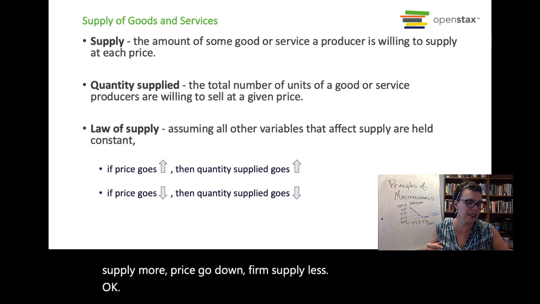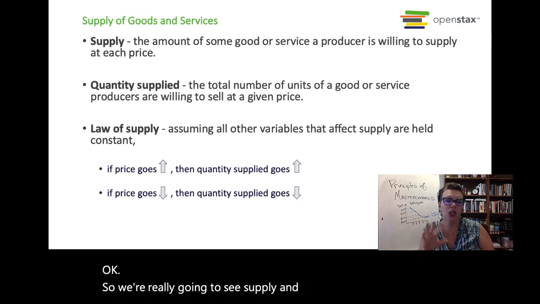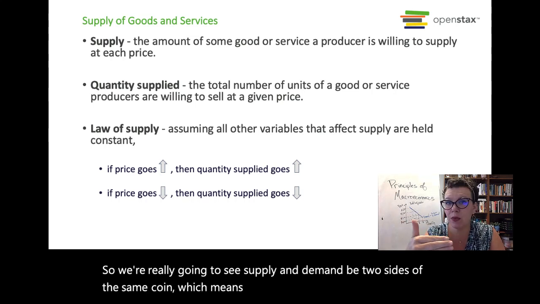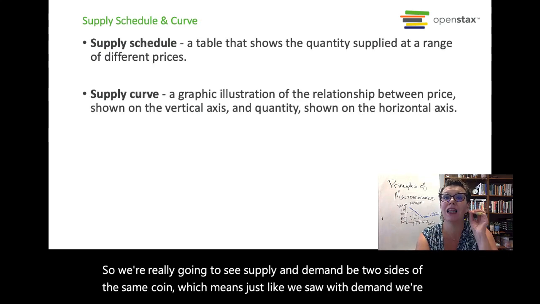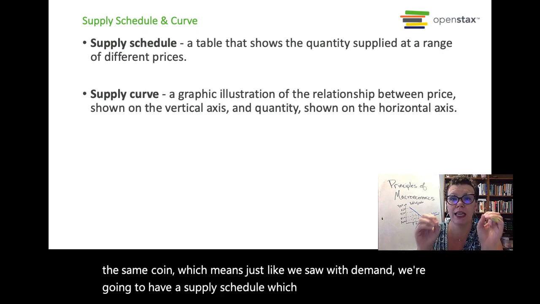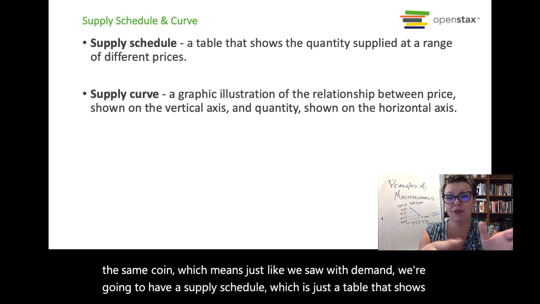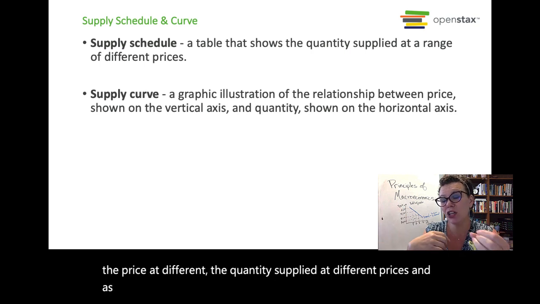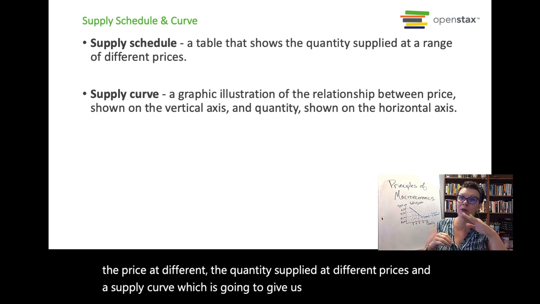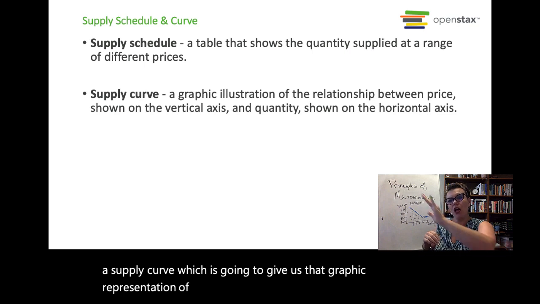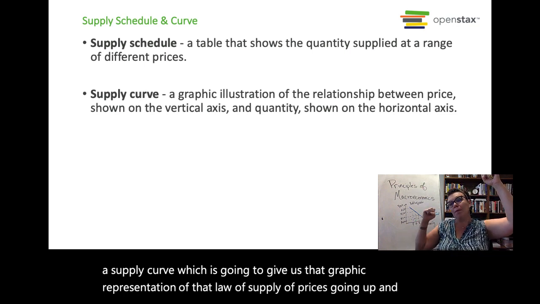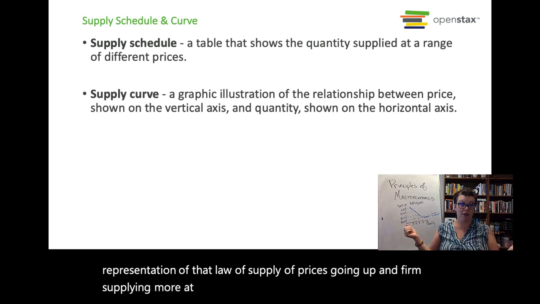So we're really going to see supply and demand be two sides of the same coin, which means just like we saw with demand, we're going to have a supply schedule, which is just a table that shows the quantity supplied at different prices, and a supply curve, which is going to give us that graphic representation of that law of supply, of prices going up and firms supplying more at every price.